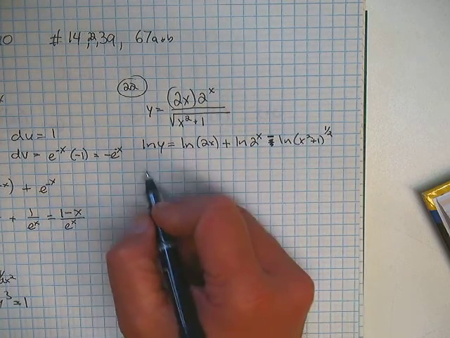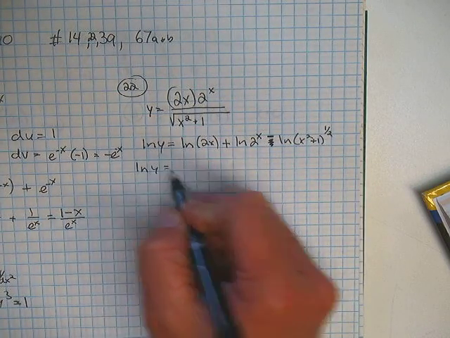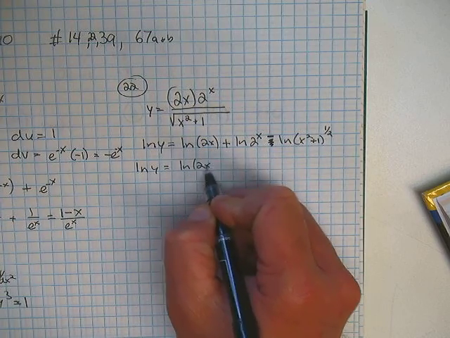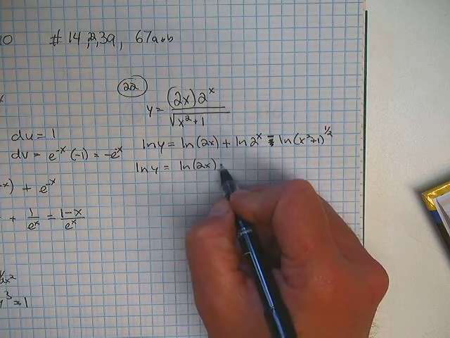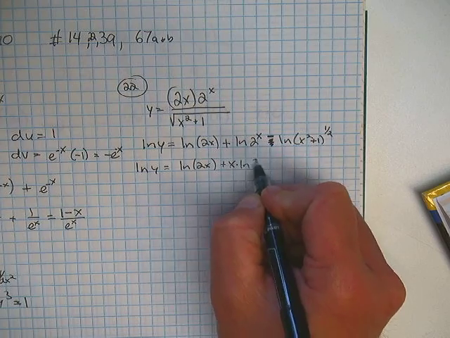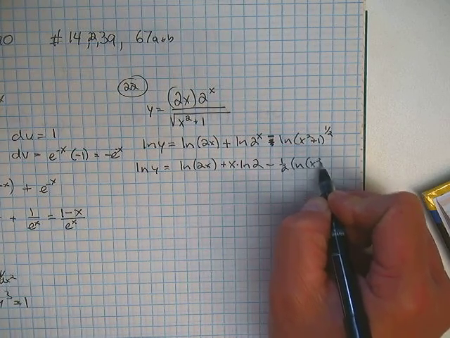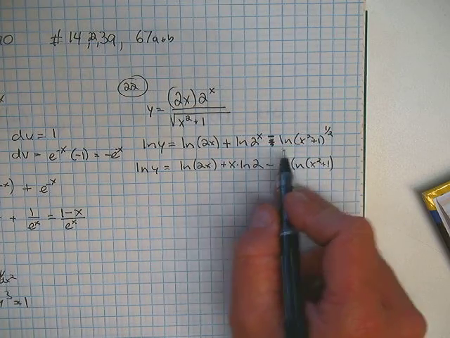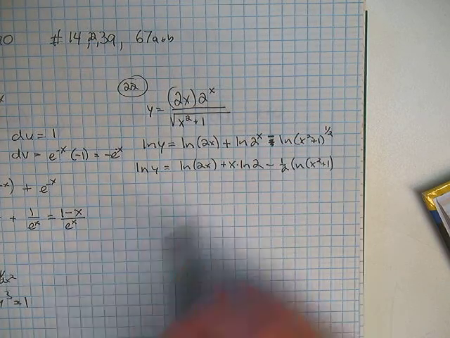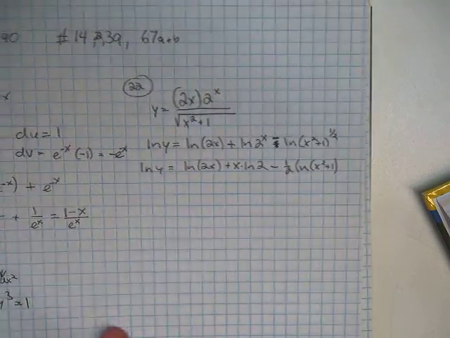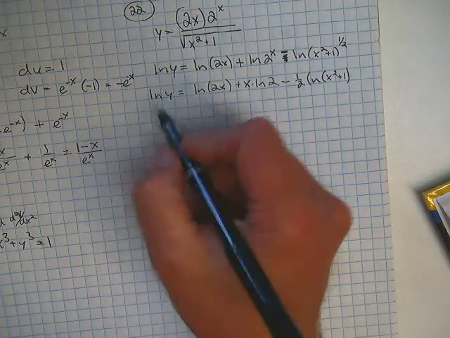I'm actually even going to clean it up even more. I'm going to pull my exponents out in front. So we've got natural log of y equals the natural log of 2x. This x comes out in front, and we get x times the natural log of 2 minus 1/2 times the natural log of x squared plus 1. That's our log rules. Log rules say we can pull the exponent out in front.